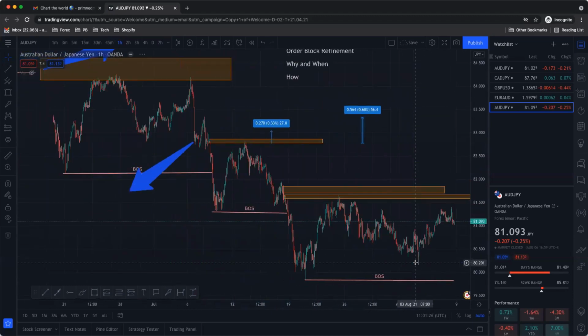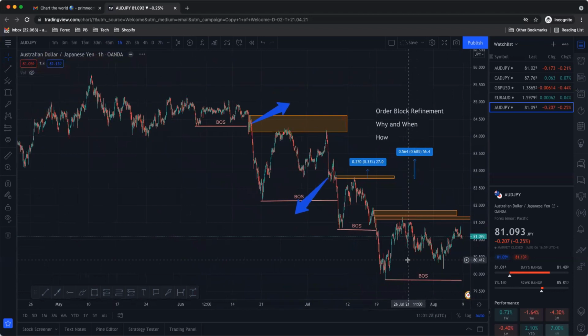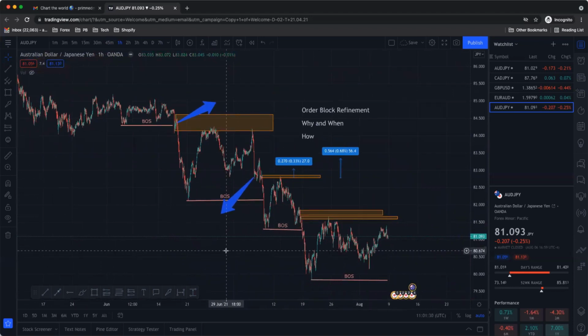So this is basically about order block refinement.